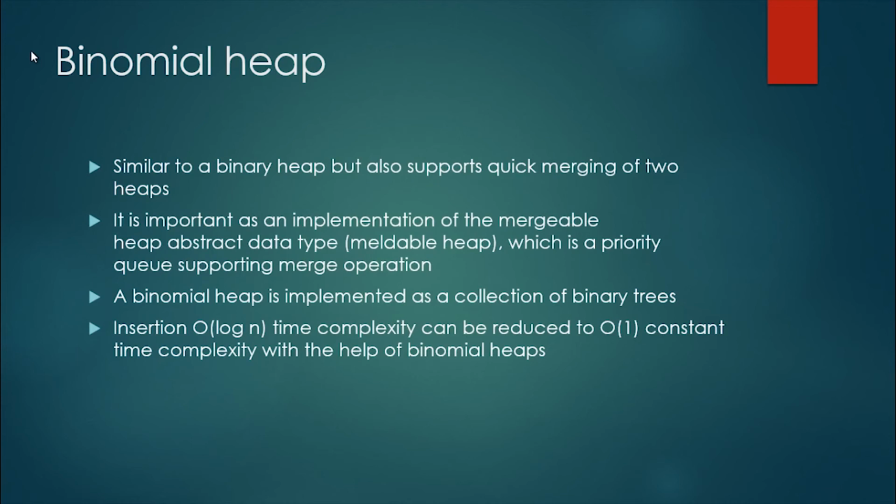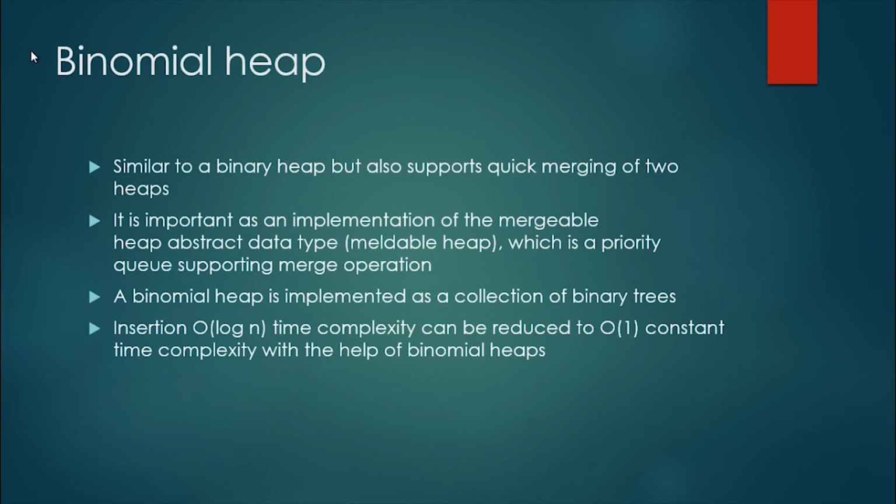Until now we have been talking about binary heaps, but there are several other types of heaps, such as the binomial heap or the Fibonacci heap. Binomial heap is similar to a binary heap, but also supports quick merging of 2 heaps. So it is important as an implementation of the mergeable heap abstract data type, which is a priority queue supporting the merge operation. A binomial heap is implemented as a collection of binary trees, so we have more binary trees, not just a single tree-like structure, and we keep merging them accordingly.